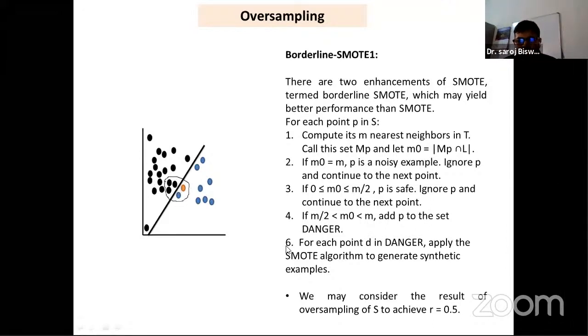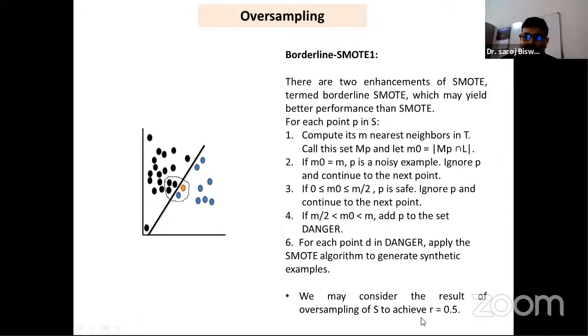Now what is the sixth step? For each point D in danger, apply the SMOTE algorithm to generate the synthetic examples. Again we have to apply the SMOTE algorithm to create the synthetic examples, but now we apply this SMOTE algorithm to the set danger only. Fine. If the oversampling algorithm is working in that way, then we can say that is Borderline-SMOTE 1.